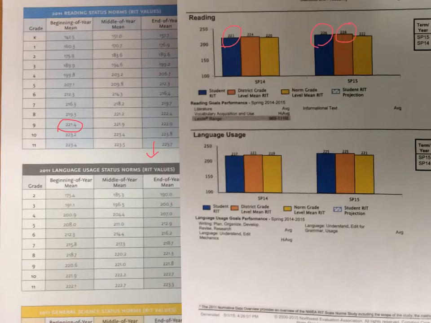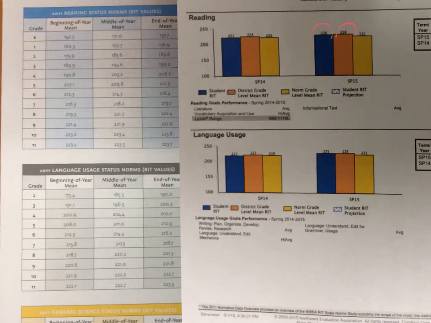And our school average was 228. So although the student score of 226 was a little bit below our school average of 228, they still did very, very well because they're still beyond 11th grade in their score.